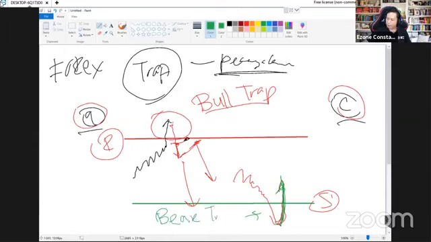Okay, the bear trap. It pretends to go down, but Mr. Market here traps so many traders. It traps aggressive sellers who short. It traps conservative traders, but it gives opportunity for those who are really waiting patiently in the market. So this is what we call the bear trap.